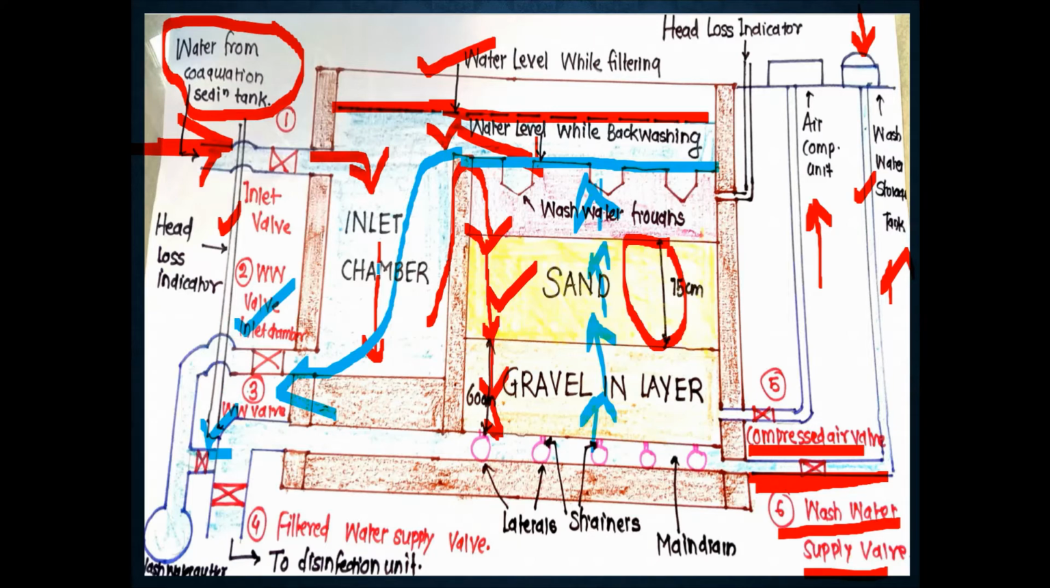Means when your filter is in operation or working, wall number 1 and wall number 4, see here, wall number 1 and wall number 4. Wall number 1 is the inlet wall, and wall number 4 is the filtered water supply wall. ज्यावेळी फिल्टर वर्किंग मध्ये असेल त्यावेळी वॉल नंबर 1 इनलेट वॉल आणि फिल्टर्ड वॉटर जी केलेली वॉल आहे त्या दोनच वॉल काय असतात, ओपन असतात.